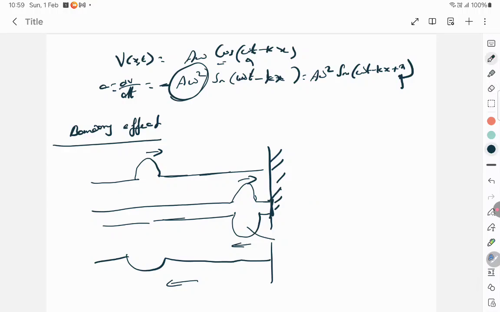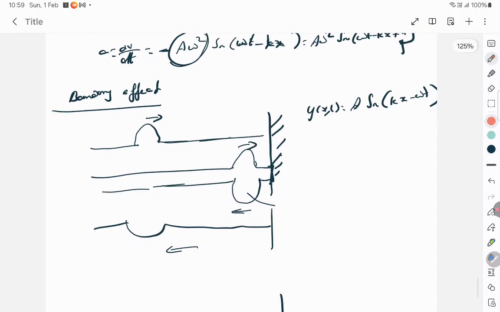The incident wave is going from left to right. y of x of t, how do you write? You write a sine kx minus omega t. But in this case, can you see the y value is becoming negative? Omega t minus kx, sorry, is how we express it. But the x is also reversing its direction, and the y value is also negative. So for the return wave, you should write minus a sine omega t plus kx, because x is reversing and y is also reversing.